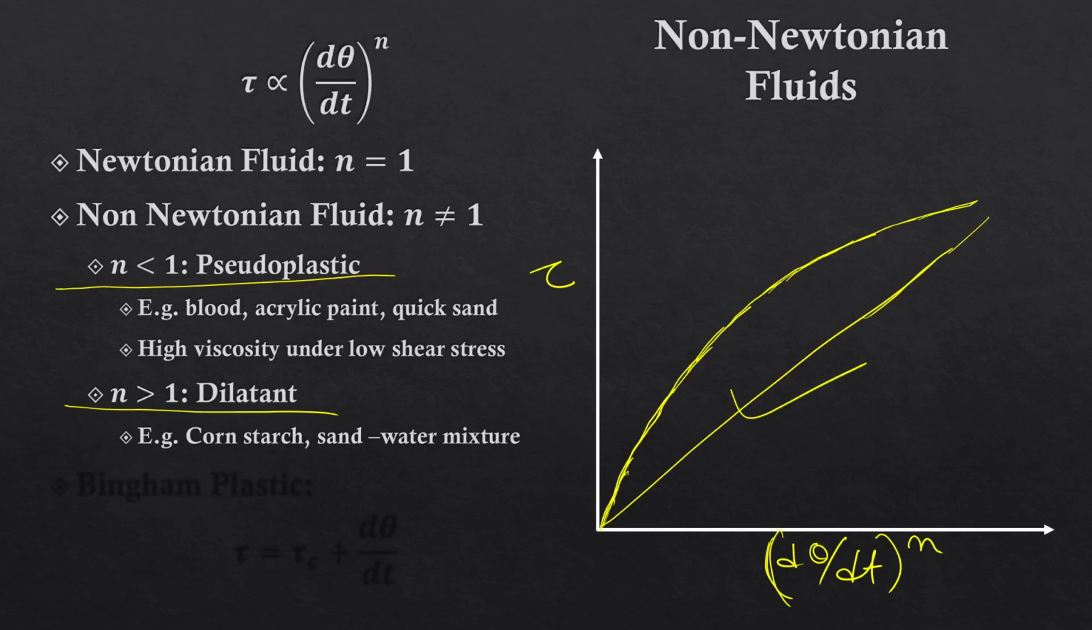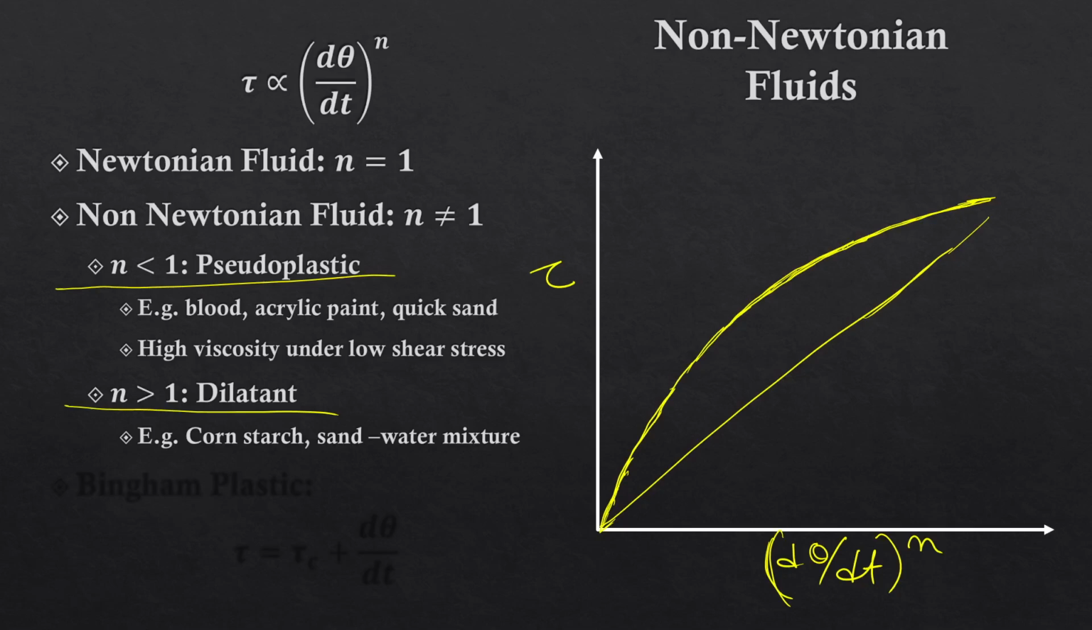In case of a Newtonian fluid, it increased at a constant rate, but in case of this kind of non-Newtonian fluid where n is less than 1, the shear strain rate will be increasing at a greater rate. And physically what it means is that when we have such a fluid, when we apply some small amount of shear stress, it will appear that the fluid is quite viscous. But if we apply greater shear stress, then it will behave as a fluid having low viscosity.